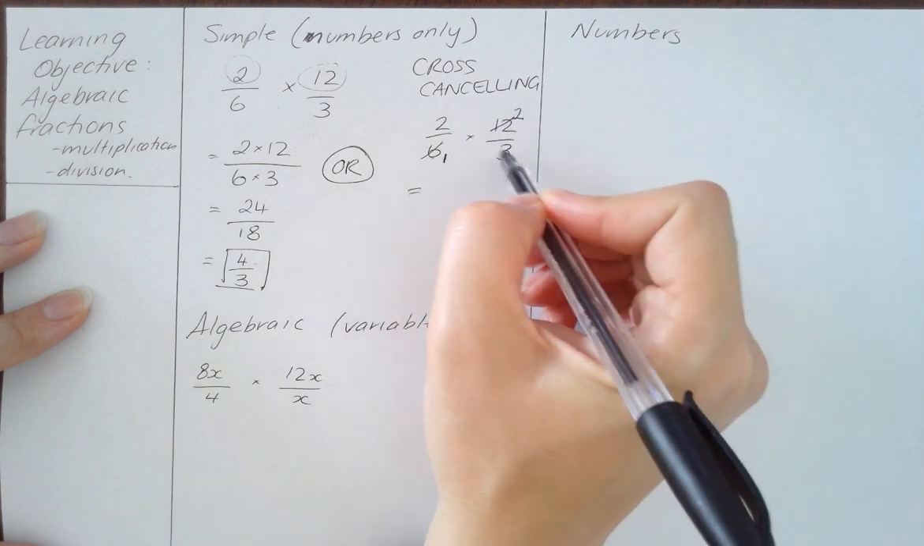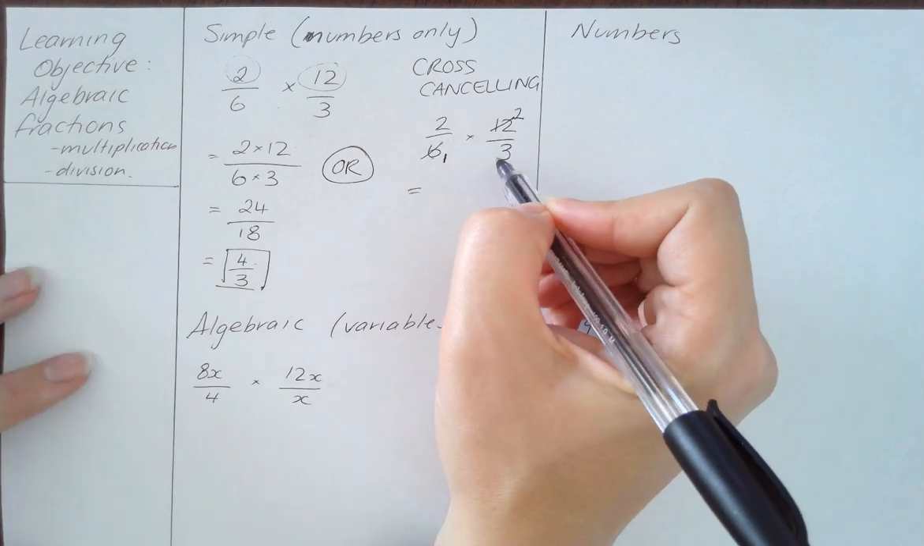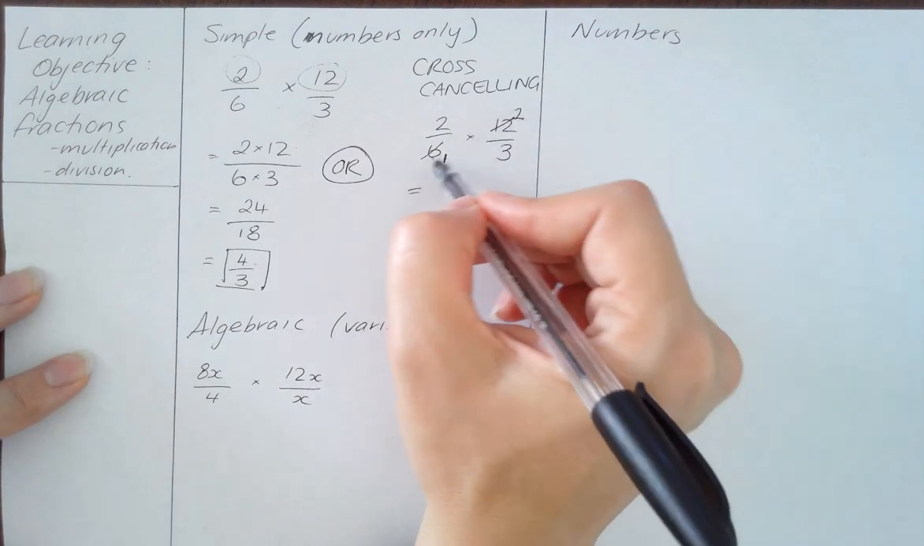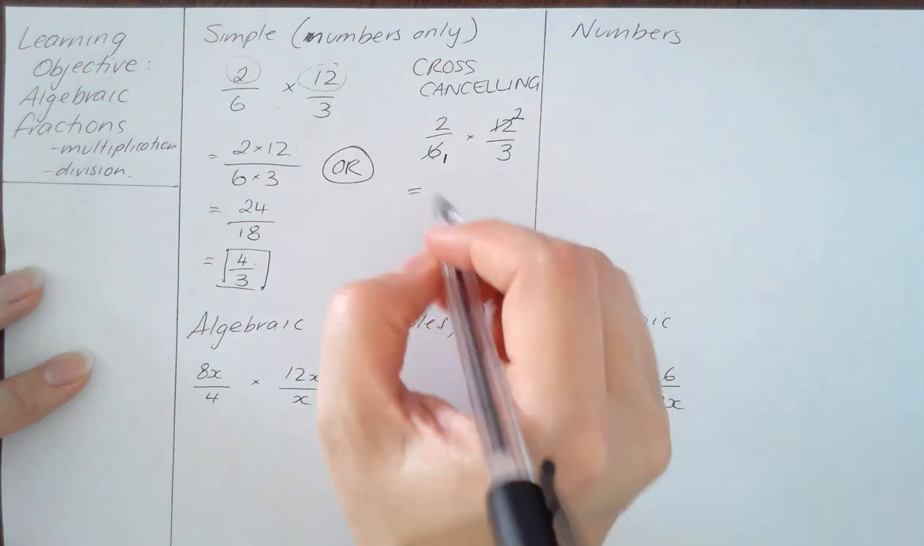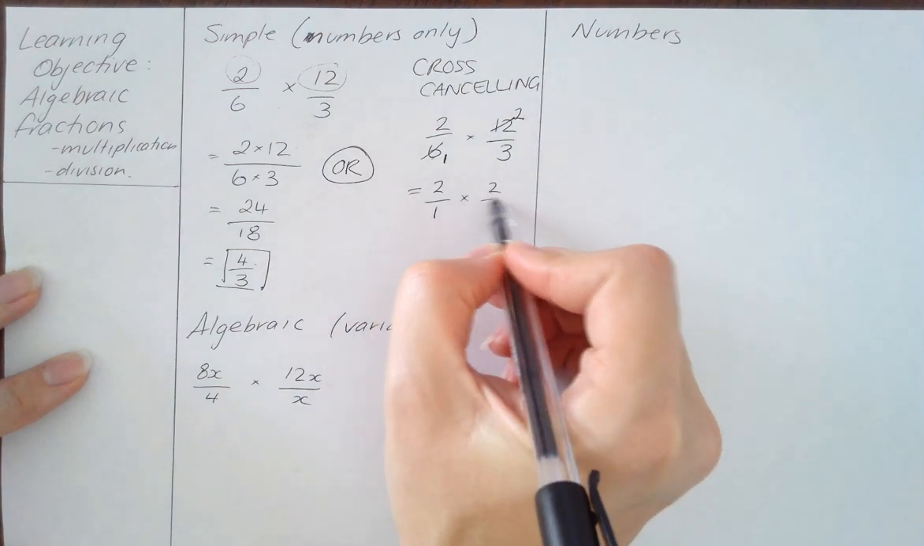Now these two across from one another, the numerator and the denominator, don't really have much in common, so we can't do anything with them, but we have simplified these two. They are smaller numbers, easier to work with. So what we are left with here is 2 over 1 times 2 over 3.